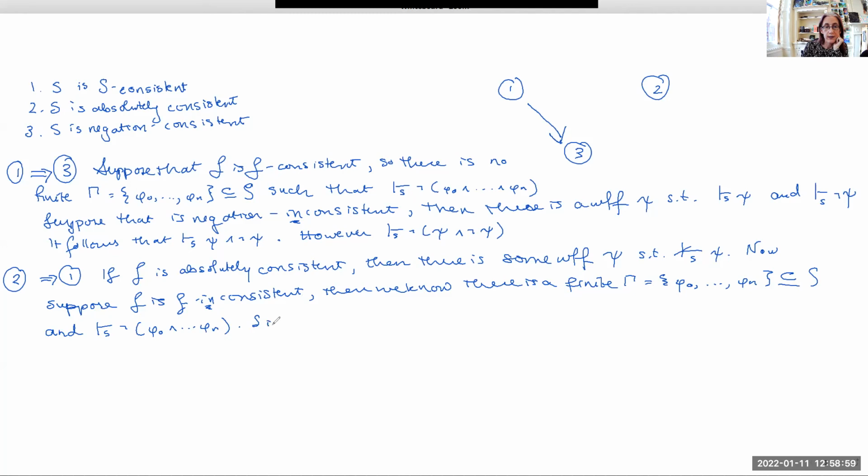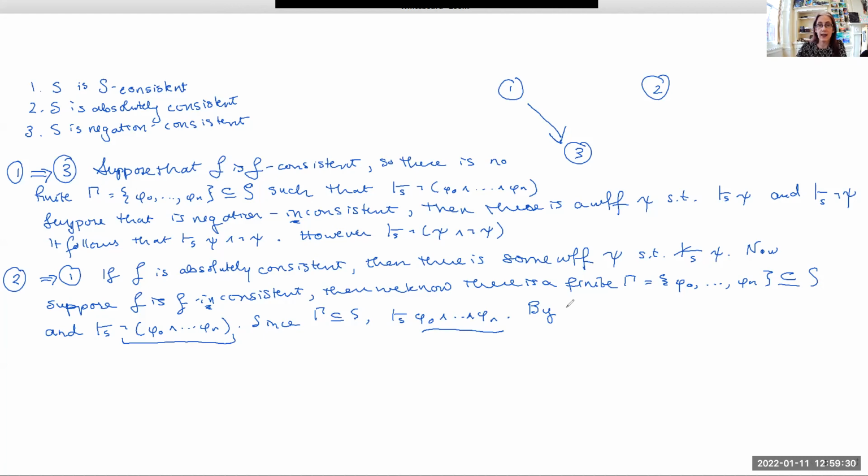However, since gamma is a subset of S, we also have that S can prove the conjunction of all of the formulas. But then it means that we can prove this conjunction and the negation of exactly the same conjunction, because we are only looking at classical systems that validate the principle of non-contradiction.